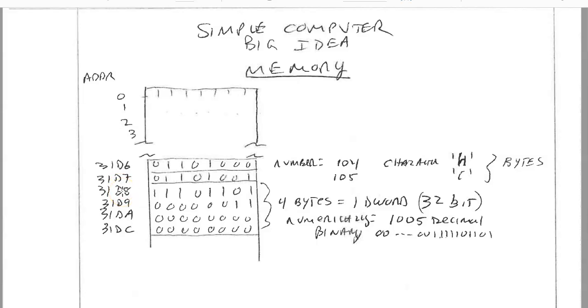Starting at 31dog8, we have 4 bytes, and again we could get the 4 bytes individually, or we could grab 4 of them in a row. The 4 bytes contain the decimal number 1005, which in hex is going to be 3 easy dog. Here's 3, here's easy, here's dog. As a 4-byte number, it's actually 0, 0, 0, 0, 0, 3, easy, dog.